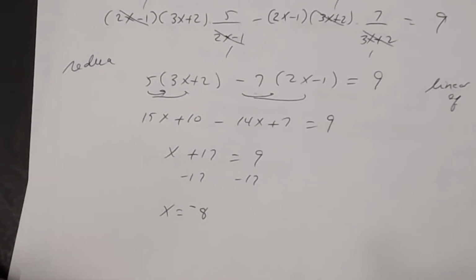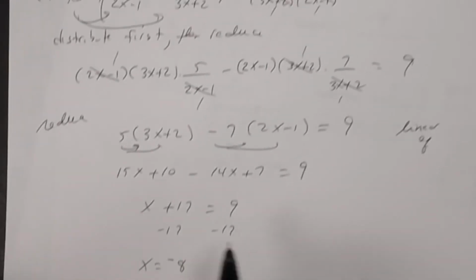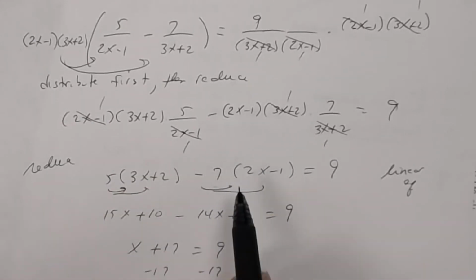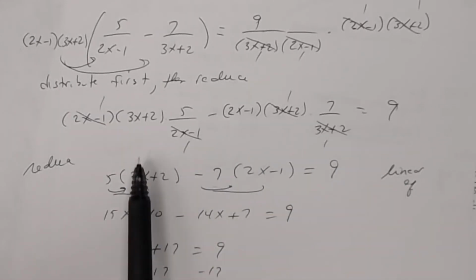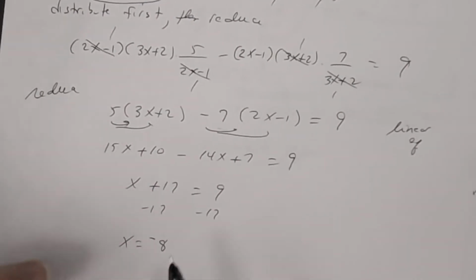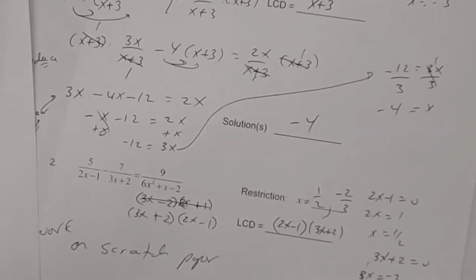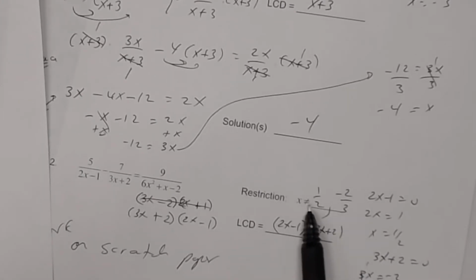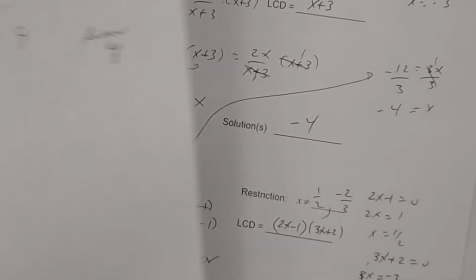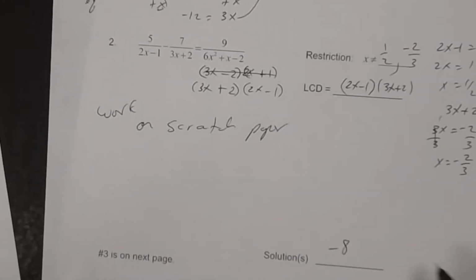All right, now, remember, once you get to that point, assuming I did all this work correct, and that's a lot of work, so you could have easily messed up. Assuming you did all this work correct, you need to look at your restriction. Is negative 8 any of these restrictions? No. Since negative 8 is not one of my restrictions, then my solution is going to be negative 8.